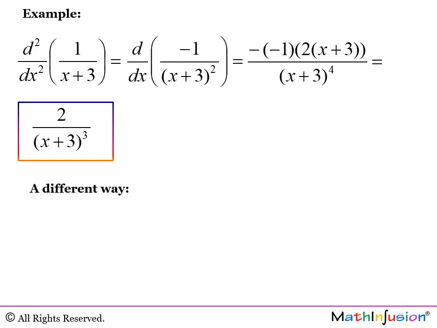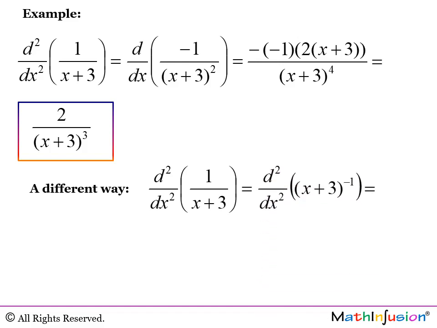We can also do it in a different way, using the chain rule. I'm going to write 1 over x plus 3 as x plus 3 to the power of negative 1. I'm going to use now the power rule for derivatives plus a chain rule, but the chain rule is very easy because if u equals x plus 3, the inner function, then dx equals du. It's kind of, if you want, the trivial u substitution, and I get that.